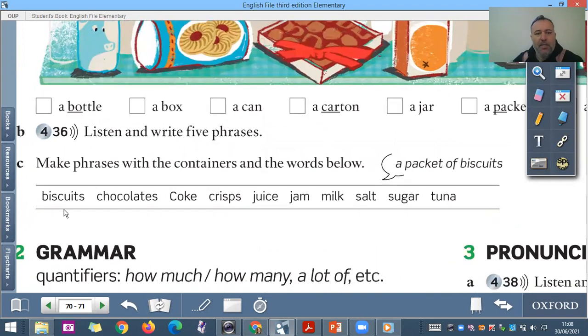So what do you say? A packet of biscuits? Chocolates. What kind of container do you use for chocolates? That's right, a box of chocolates. Okay. Now, Coke. What kind of container do you use for Coke? It can be a can of Coke, right? Crisps. So do them all, right? Try to associate containers with these words. I'll give you a minute.